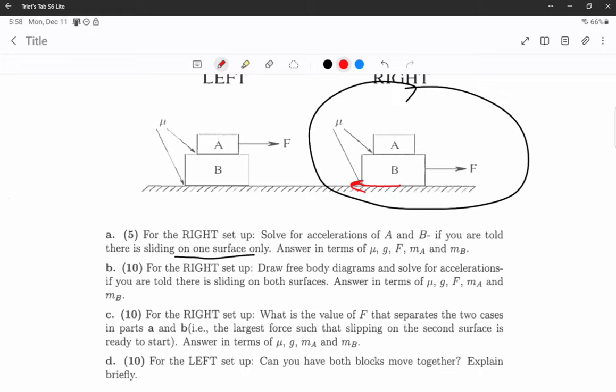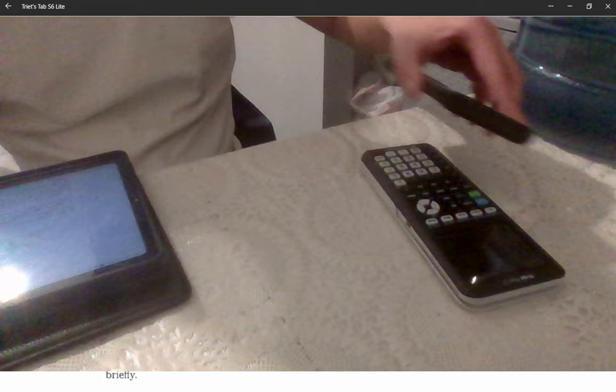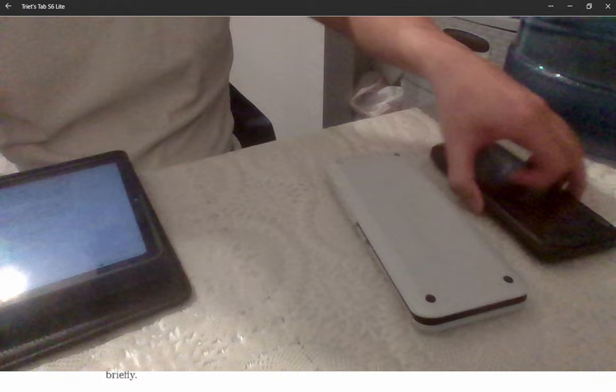I think there's some theoretical analysis for that, but you can also solve it experimentally. You put something on your phone, and I can show it to you too. Let's say my phone is object A and my calculator is B. B is on the bottom, A is on top of it, and I apply a force F on B, the bottom object.